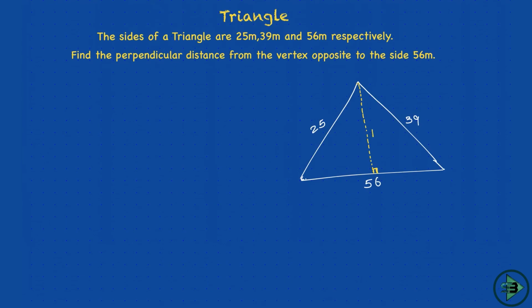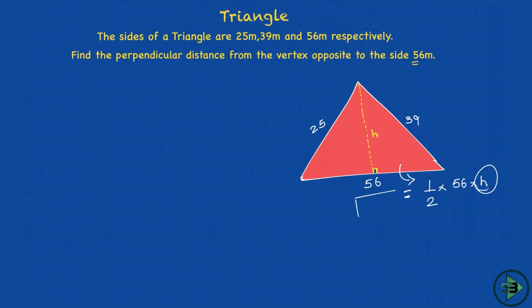So let this be equal to the height. This is what I am supposed to find out, opposite to the side of 56 meter, right? So how will I start with this? See, I can apply the formula for the area of the triangle here. So I need to find out this red area. You can say this is equal to half into base, which is 56, into height, right? Half into base into height. I can write it as the area of this triangle. But to find h here, I need to know the area of the triangle. Till the time I know the area of the triangle, I will not be able to find out h.